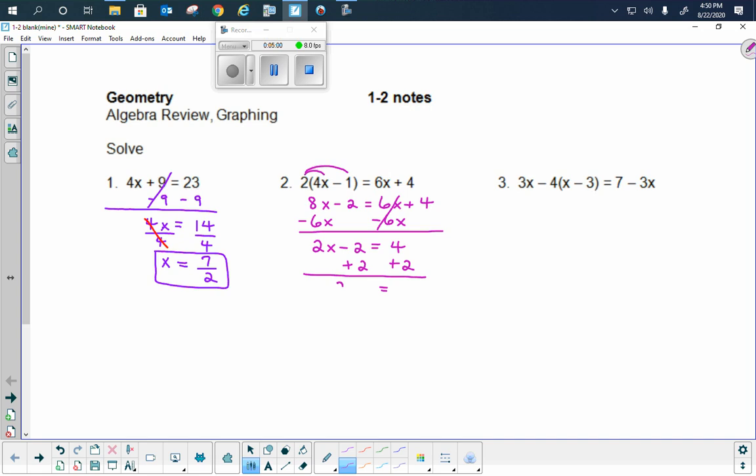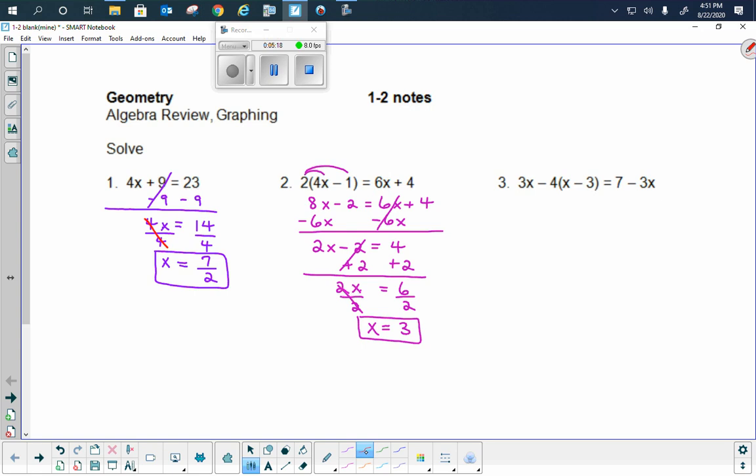I'm left with 2x on the left. These are canceling, leaving me with 6. Divide by 2 because that's the opposite operation of multiplication. Those cancel, and now x equals 3. Final answer, boxed.